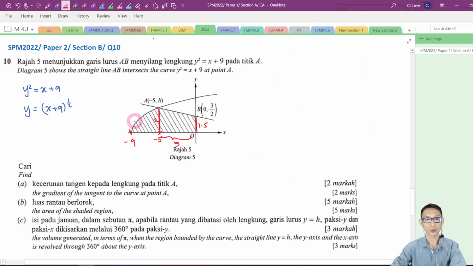Let me do integration for this part first. I'm going to use a formula because I look downward like this, right, to the x-axis. So I'm going to use the formula integral of y dx to help me get the area here. So this is the integral from negative 9 to negative 5 of y dx. y squared is equal to x plus 9, so y is equal to this, right?